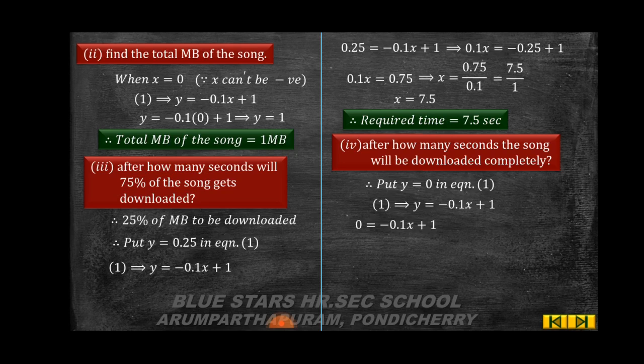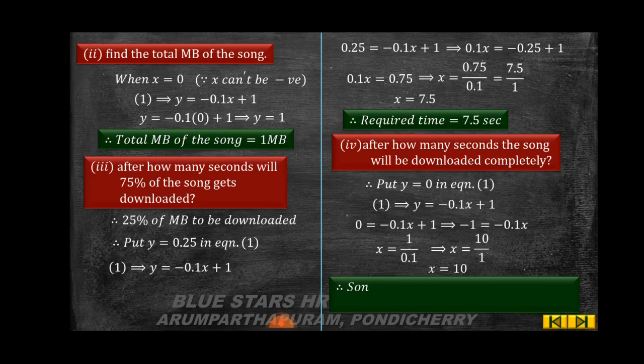Substitute the value of y is equal to 0 into 0.1 x plus 1, which implies minus 1 is equal to 0.1 x. Therefore, x is equal to 1 divided by 0.1, so x is equal to 10. That is, the song will be downloaded completely after 10 seconds.